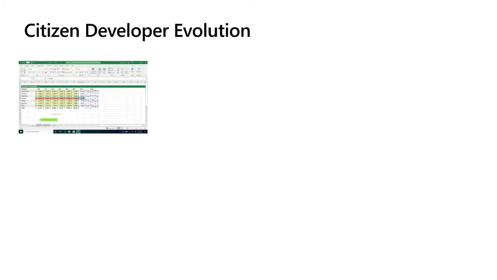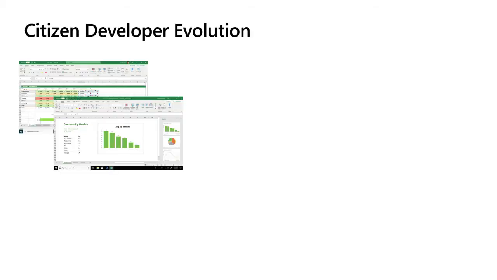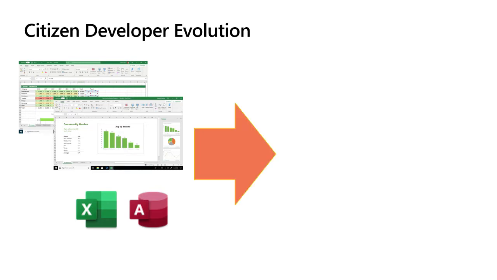So the citizen developer evolution, back in the day we had Excel spreadsheets, we had Access databases all over the place, and they were disparate. There was no way for IT to keep track of what was going on, and they would come to the IT department and be like, this is mission critical, I have this database, we need you guys to scale it. And that's really difficult to do, right? So you had to come up with a way to get that.